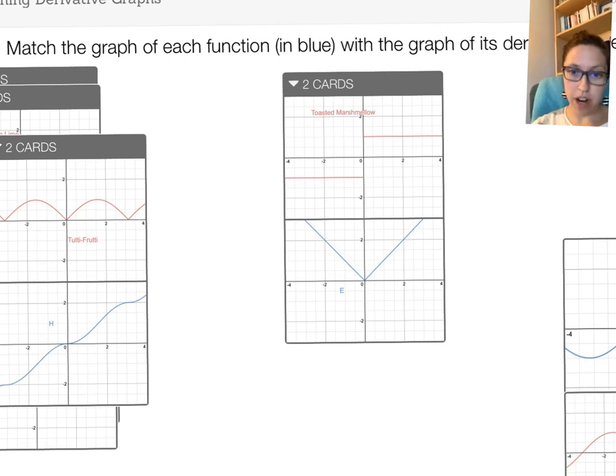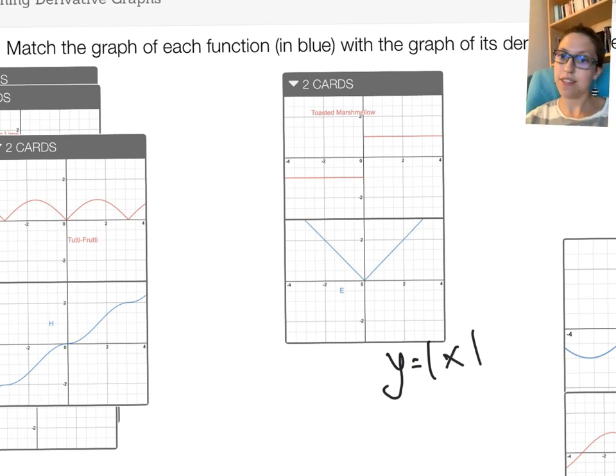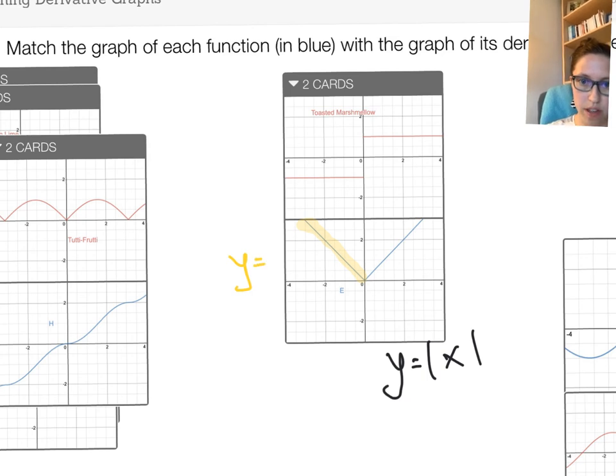So this graph, graph E, is the function y equals the absolute value of x, right? It's a function that just ditches the negative sign if a negative sign appears on an input. So analyzing this graph one nice piece at a time, what do we see? We see the line y equals negative x, right? A line with slope negative 1. So this is the line y equals negative x because this slope is negative 1.